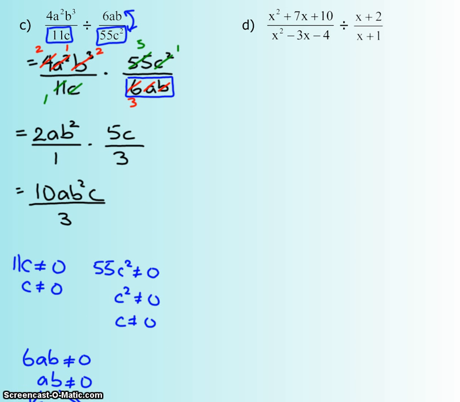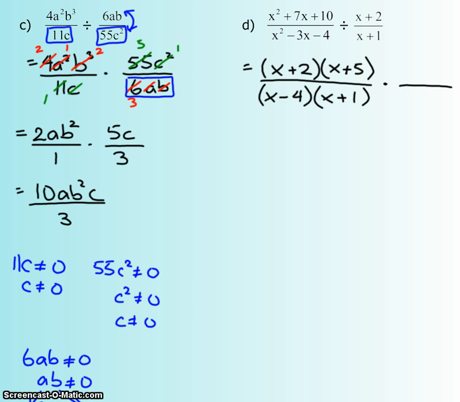All right, the very last one. This one requires us to factor. So we have x and x. Positive 2 times positive 5 gives me positive 10 and adds to positive 7. And then on the bottom, we have x and x. And two numbers that multiply to negative 4 and add to negative 3 are negative 4 and positive 1. Then if you want to, you could actually flip the second fraction right away.